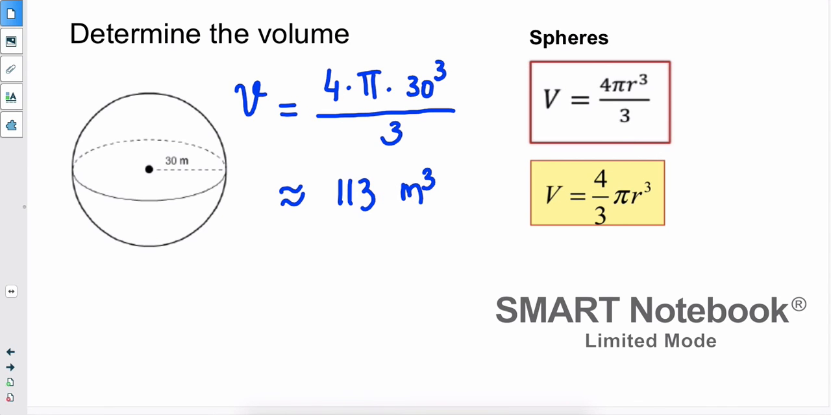That's it for the basic figures of pyramids and spheres. In the next video, we will look at more complicated shapes. And for now, you can already practice with the basic exercises. Good luck!